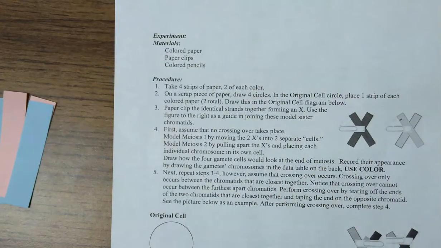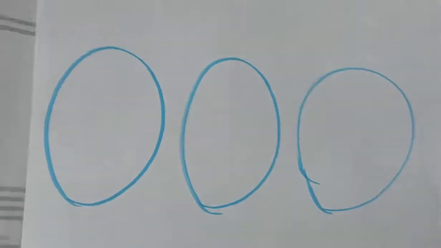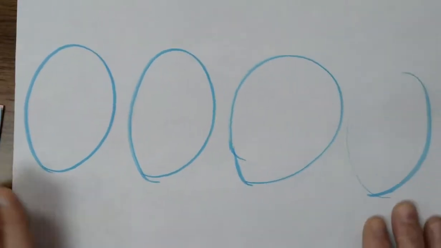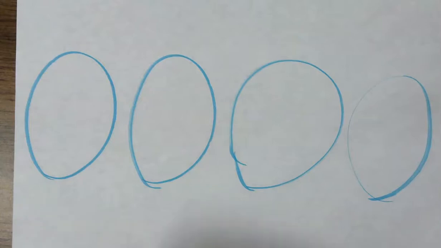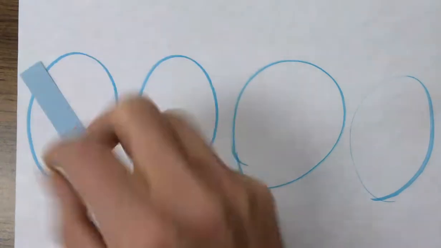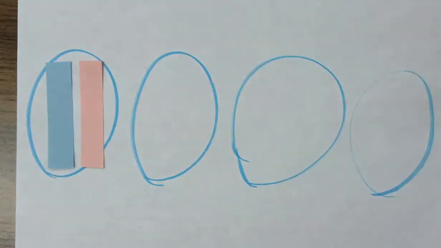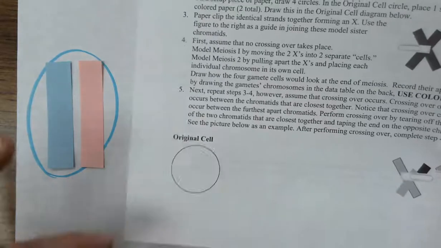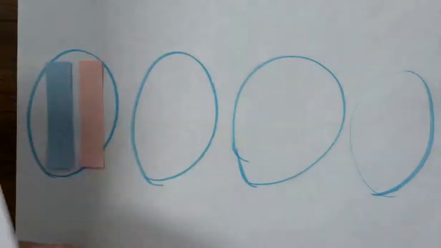On a scrap piece of paper, draw 4 circles. In the original circle, place 1 strip of each colored paper. So it's not beautiful, but here are my 4 circles. Okay. And I'm just going to start with, this is my original parent cell. So I have 1 copy of chromosome 1 and 1 copy of chromosome 1 from the other parent. So these are homologous chromosomes. Copy this into your original cell. So really you can have a blue line and a pink line. There, you copied it. So that's your original cell.